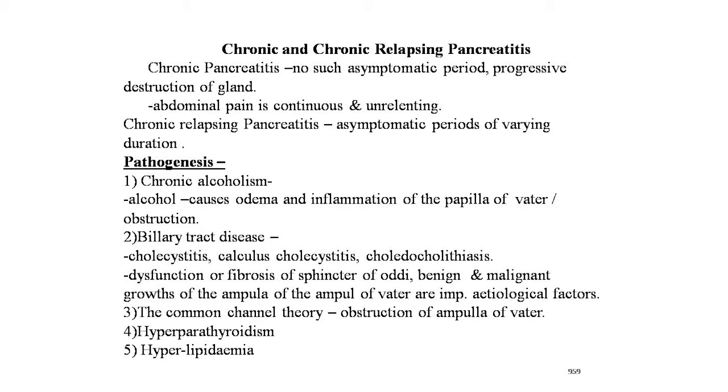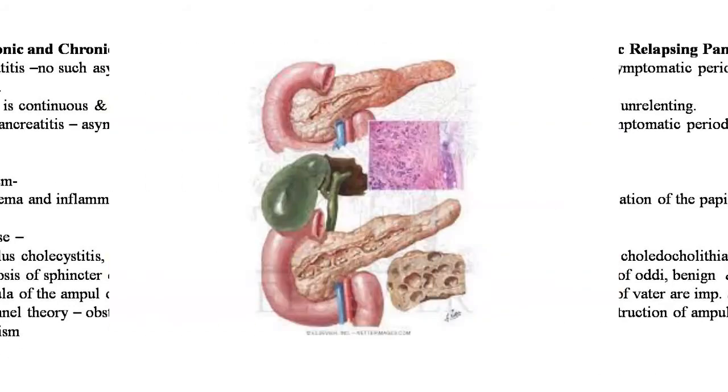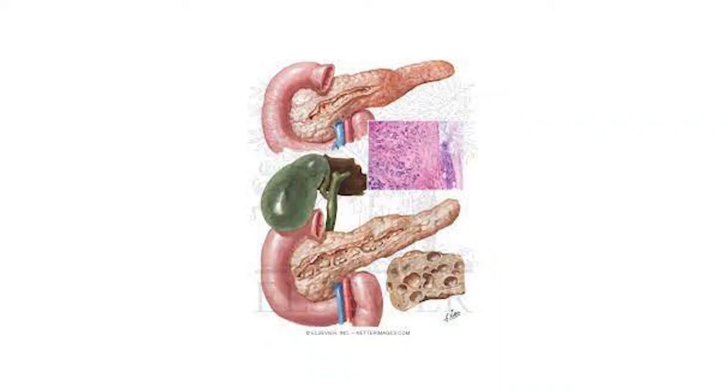Alcohol causes edema and inflammation of the papilla of Vater or obstruction, biliary tract disease, cholecystitis, calculus cholecystitis, choledocholithiasis, dysfunction or fibrosis of the sphincter of Oddi, and benign or malignant growth of the ampulla of Vater are important etiological factors. The common channel theory, obstruction of the ampulla of Vater, hyperparathyroidism and hyperlipidemia are the pathogens behind chronic and chronic relapsing pancreatitis. Dear students, you can see the image of chronic pancreatitis on your screen.